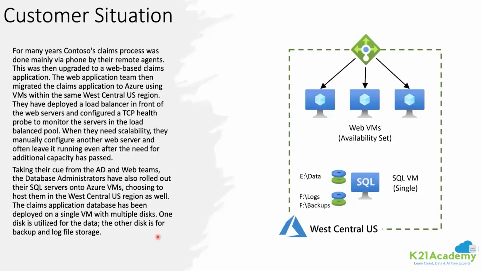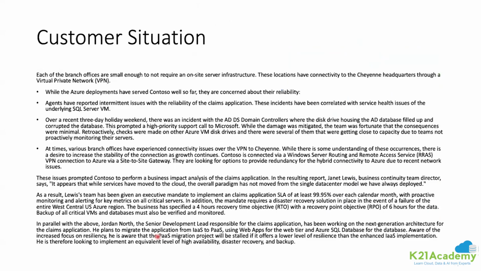So whatever scenario I'm talking about, these are real-time problem statements, real-time scenarios, the way we are managing. So here we need to think about all these current situations, and what the future roadmap is is something we need to talk about. Each of the branch offices is small enough to not require an on-site server infrastructure. These locations have connectivity to their headquarters through a virtual private network.